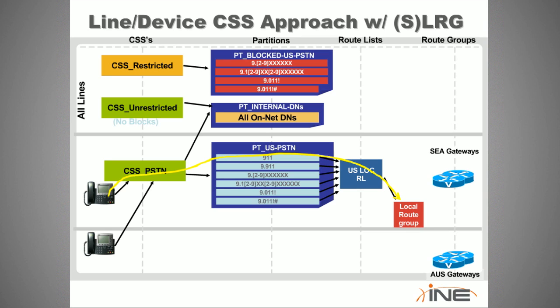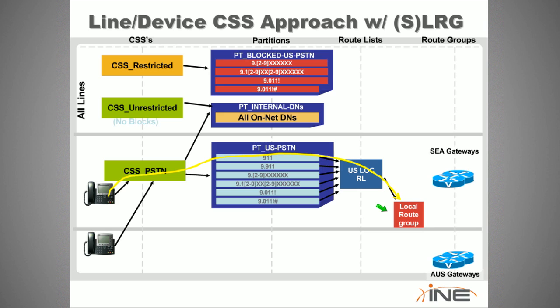So if I had 1,000 sites and I had 1, 2, 3, 4, 5, 6 patterns, I would still need 6 patterns per site, or 6,000 patterns. Why? Because the pattern points to the route list. And I still needed 6,000 route lists to point to each individual route group.